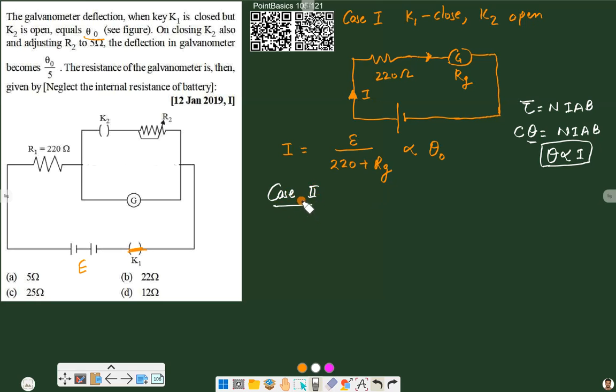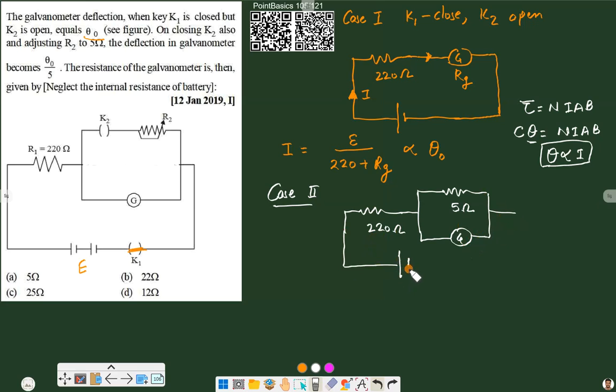Now moving to the second part, case 2. It is mentioned that the R2 value is 5 ohm and K2 is also closed. So now the circuit is something like this. We have a 220 ohm resistance here, K2 is closed, so this R2 is also playing a part in the circuit, and its value is 5 ohm. And here we have the galvanometer, and this is our battery. So now this is the circuit.